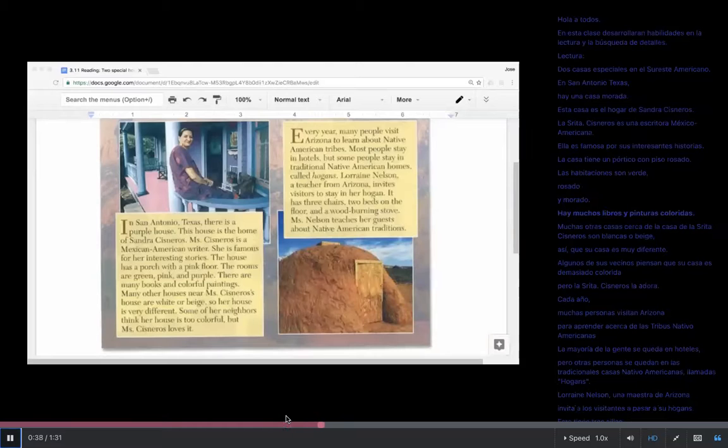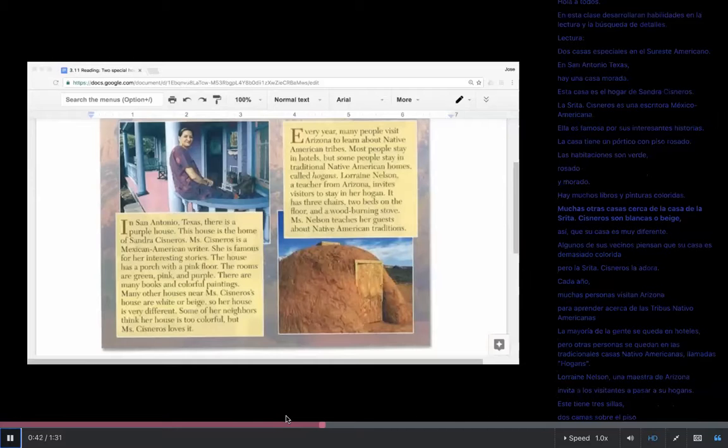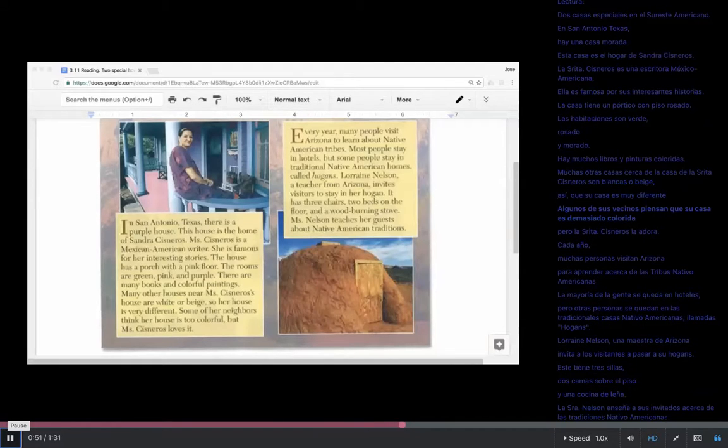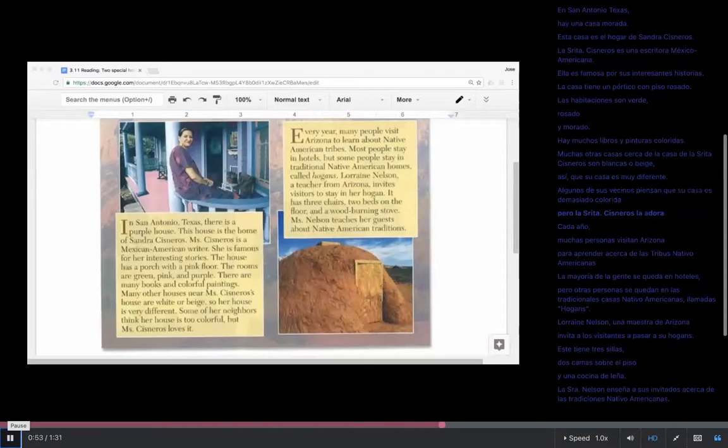There are many books and colorful paintings. Many other houses near Ms. Cisneros's house are white or beige, so her house is very different. Some of her neighbors think her house is too colorful, but Ms. Cisneros loves it.